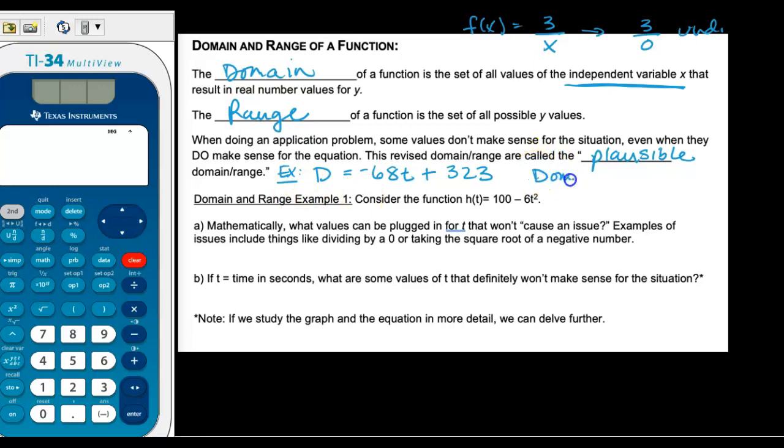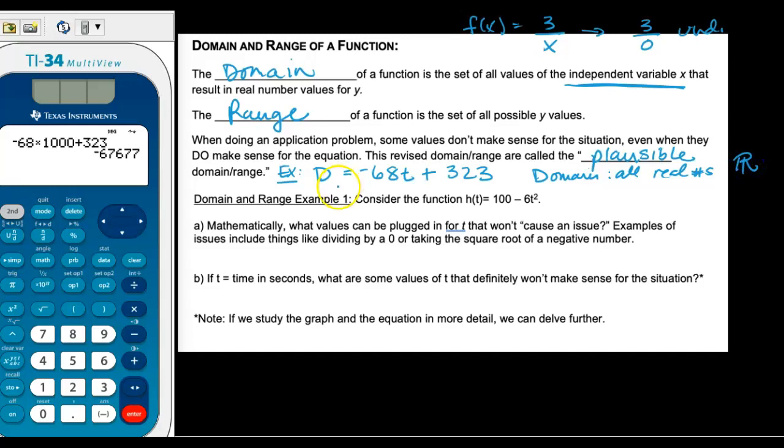If we look at the equation, we could say t could be anything because you can multiply any number you want by negative 68 and add 323 and not have an issue. You could plug that into a calculator. You could do negative 68 times 1,000. It doesn't matter what number you plug in. You're never going to get an error on your calculator. Any number you can think of would work. So the domain, we say, is all real numbers, and the symbol for that is this R with 2 lines. So we can plug anything in.